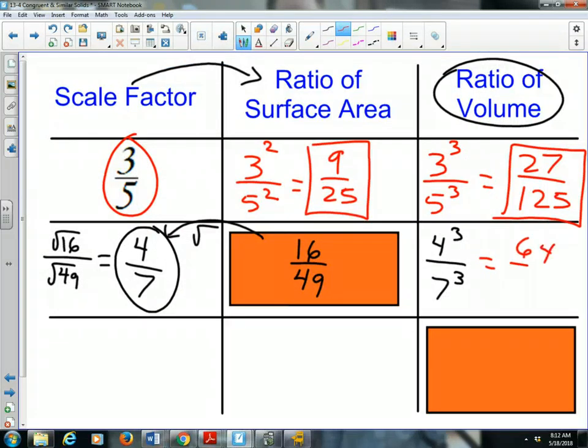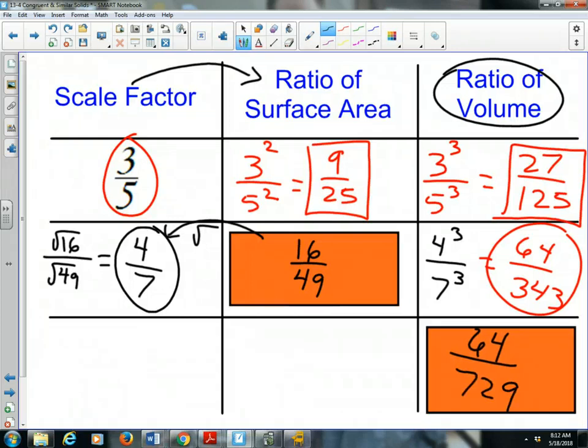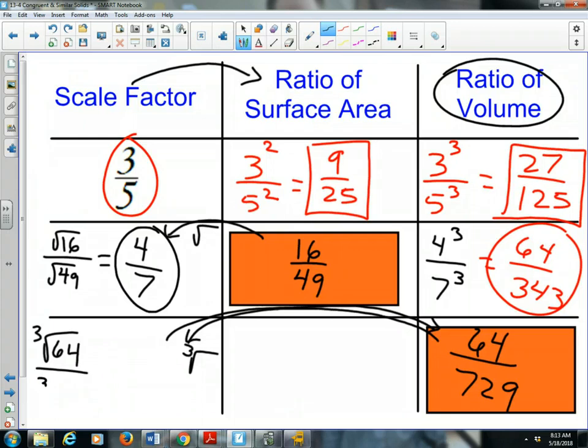This equals 64 over 343. Okay, and now let's say we are given the ratio of the volumes. The ratio of the volumes in your example is 64/729. So if we know that the ratio of the volume is that, to go from the scale factor to the volume, you cube. So to go from the volume to the scale factor, you would cube root. So it's the cube root of 64 divided by the cube root of 729.